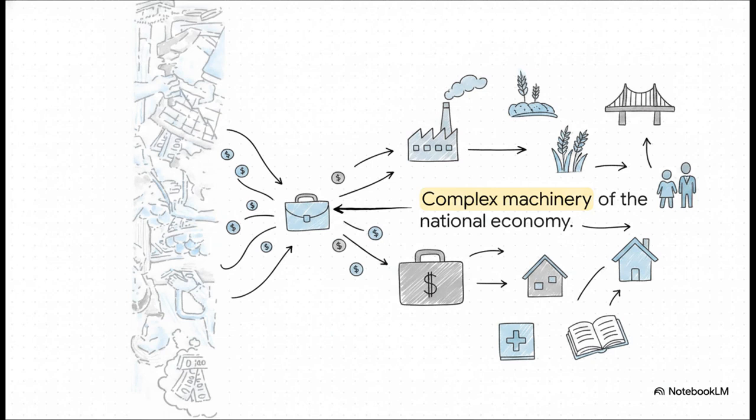Think of the national economy like a beautifully intricate, massive machine. Money flows outward from that central budget briefcase into literally every corner of our lives. It's powering industrial production, subsidizing agriculture, funding the infrastructure we rely on every single day. It's this vast, interconnected system. And today, we're going to break down exactly how the whole shebang operates.